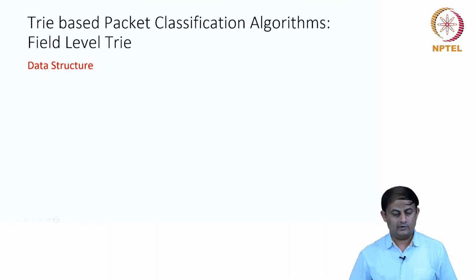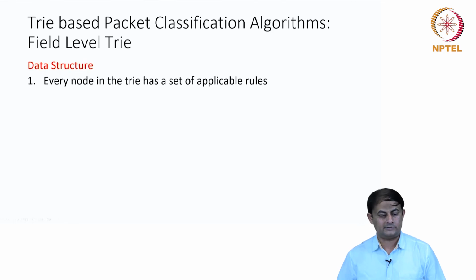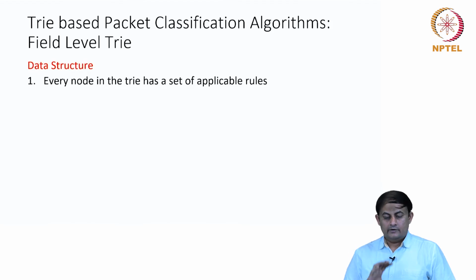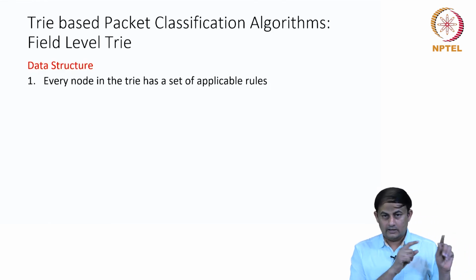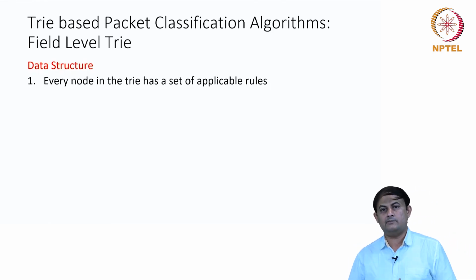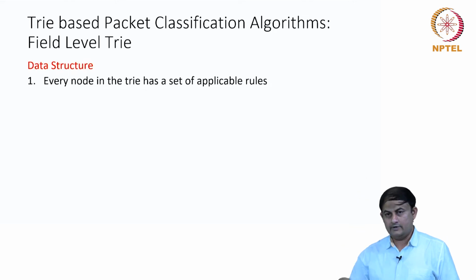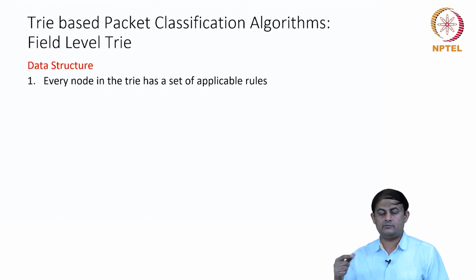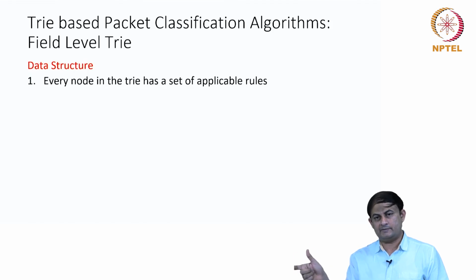So first let's understand what the data structure is, and then we'll take an example and see how the trie structure looks. Every node in the trie structure has a set of applicable rules. Earlier, in the previous case, every link between the nodes was labeled with one bit. Instead of that, what we do here is use multiple bits, in fact the whole prefix itself, and then if this prefix is matched, these are the only rules you need to examine.